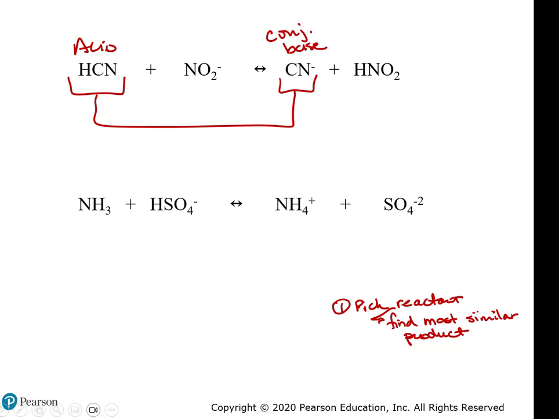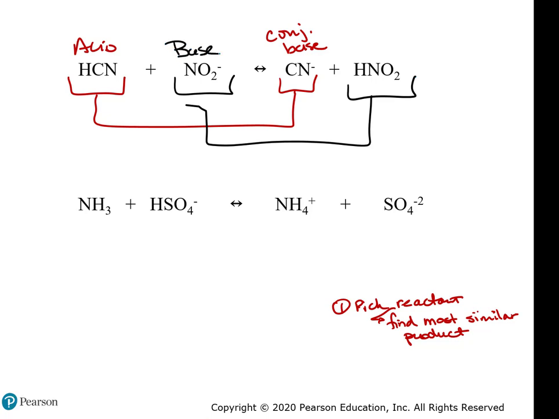So then what about NO2 minus? Most similar pair is HNO2. Everybody agree? And what happens to it? So it gains a hydrogen, which makes it a base. And by gaining that hydrogen, it forms the conjugate acid.